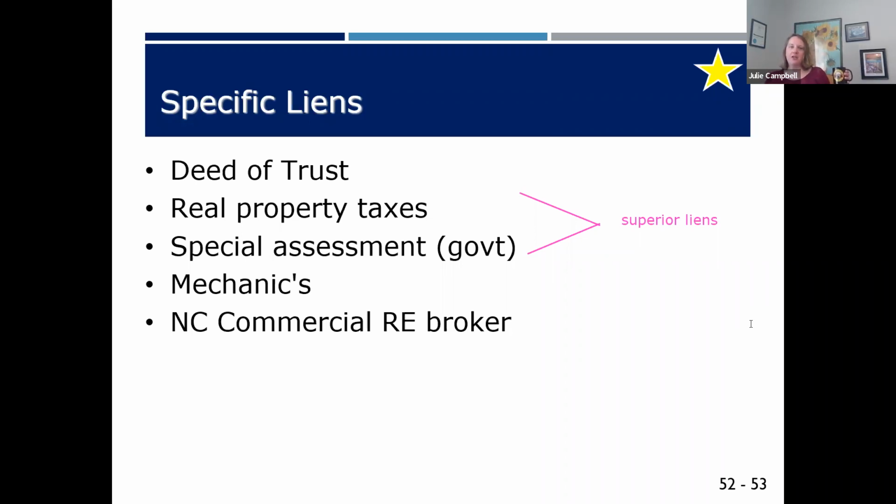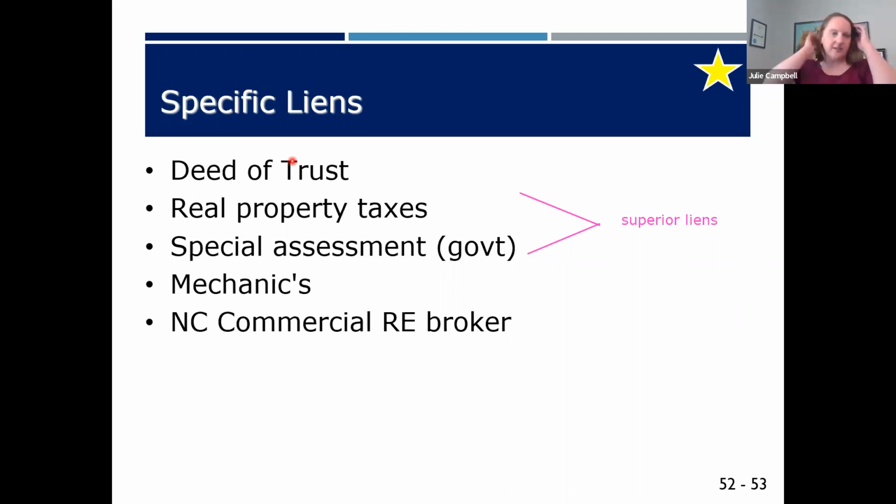Specific liens, they attach to the property. So let's say you buy a house. You're buying a house today. Does the seller have a mortgage on it? Do they have a deed of trust? Most of us do, right? Unless you're lucky enough to be a cash buyer, good for you. But most of us owe money to the bank when we sell the house.